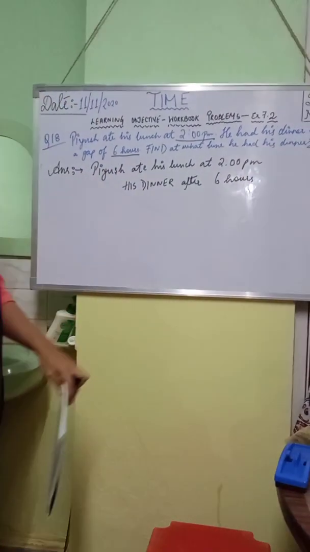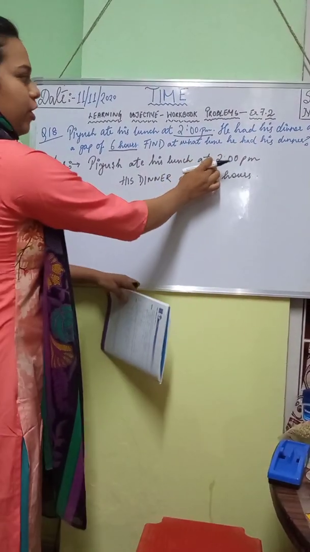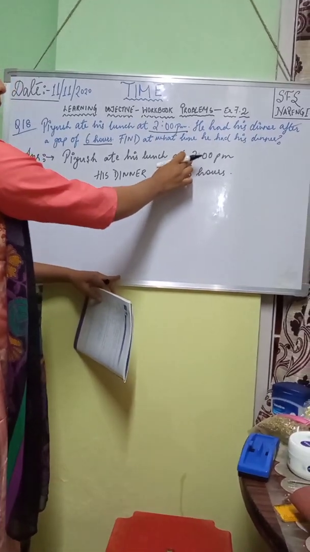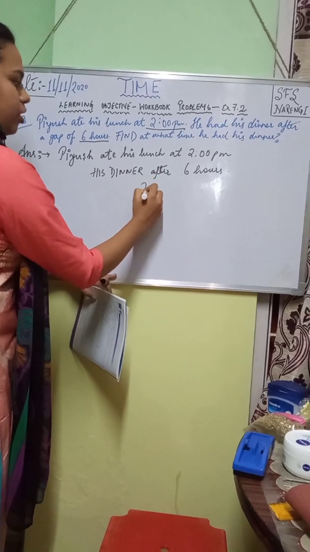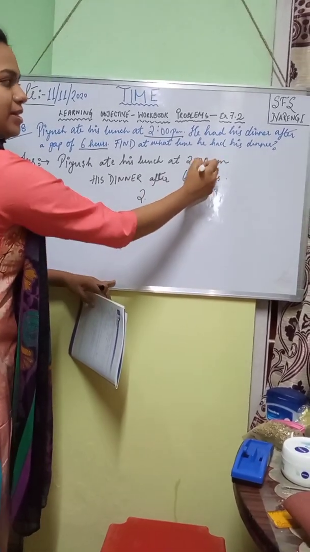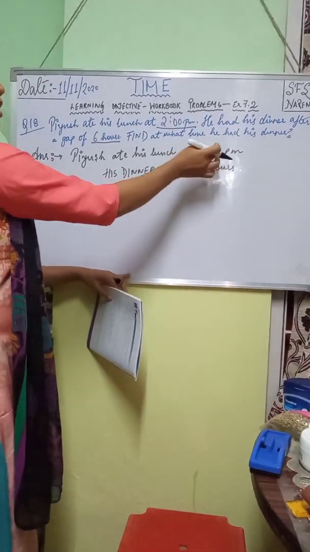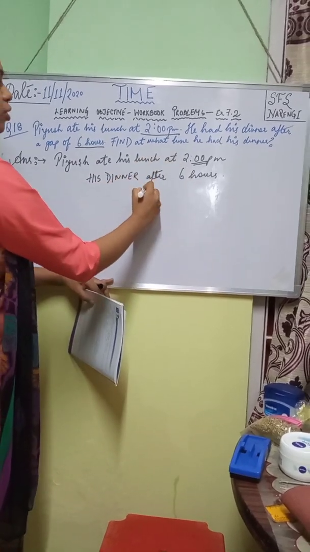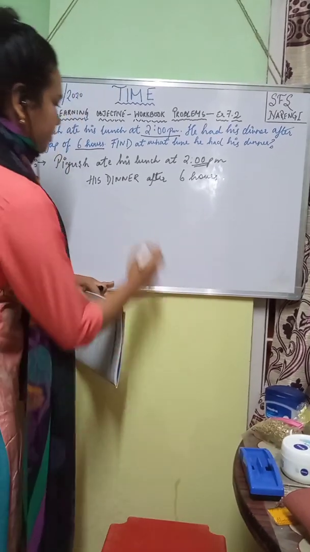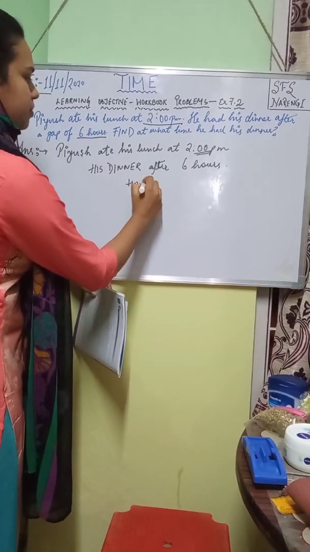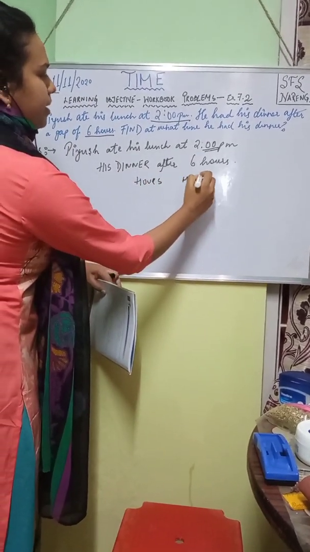So when did he have his dinner? You have your lunch at 2 p.m. and then you have dinner at 6. So what will you do? You will add. This is your minutes house, and this is your hours house. So let us try doing that. Let us separate hours and minutes.